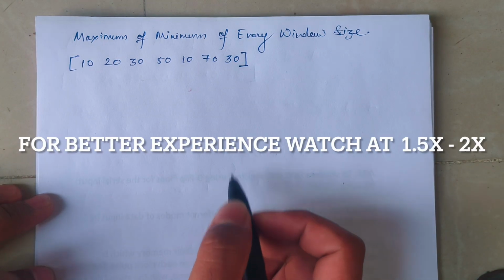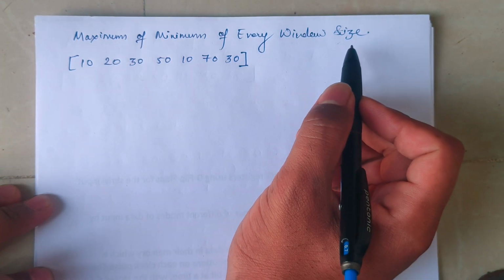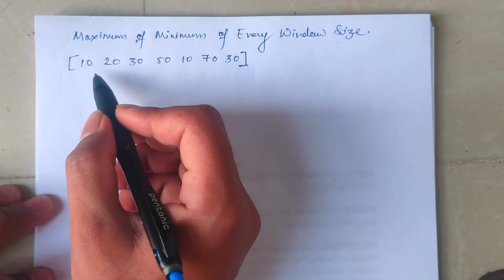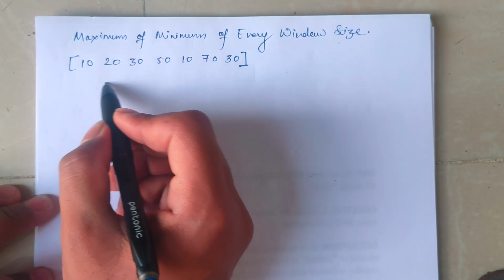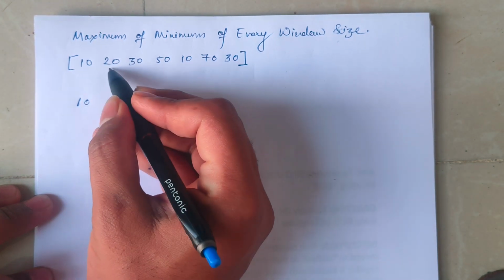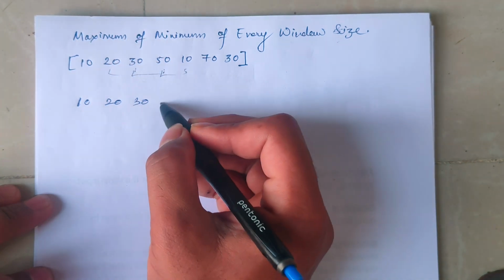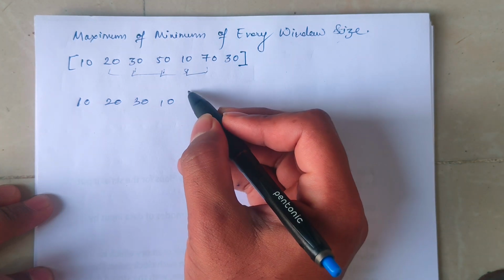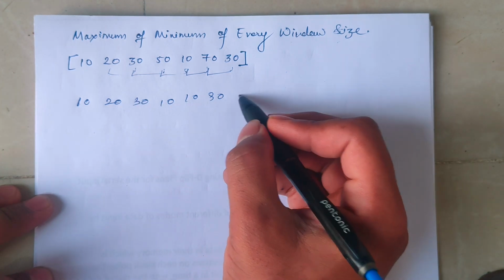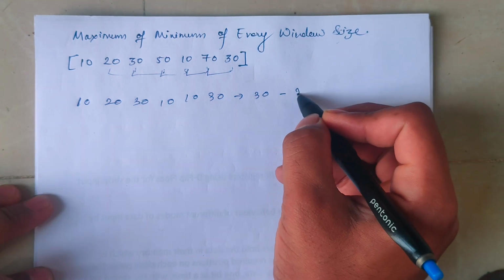In this question, we need to get the maximum of minimum of every window size. What does it mean? Suppose we have window size 2. So for window size 2, here the minimum would be 10, then minimum would be 20, minimum would be 30, minimum would be 10, minimum would be 10, minimum would be 30. And from these minimums, we need to get the maximum. So the maximum is 30. So this is for window size 2.